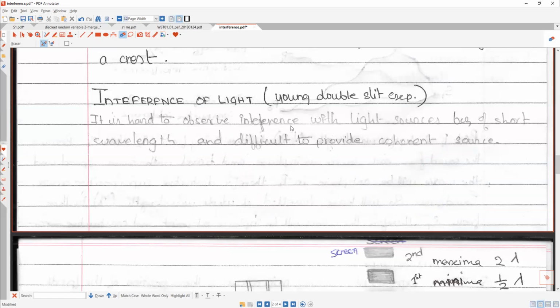It is hard to observe interference with light sources because of the short wavelength, and it is difficult to provide coherent sources. Most lights are not coherent. Laser light is coherent, by the way. Laser lights are coherent.